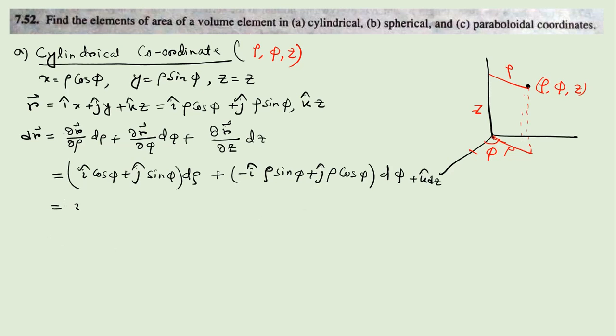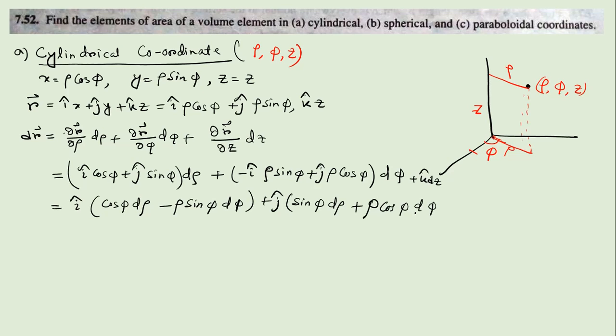So if you arrange with respect to i, j, k: i cap (cos phi d rho minus rho sin phi d phi), and j cap (sin phi d rho plus rho cos phi d phi), plus k cap dz. Okay, so writing about the i cap, j cap, and k cap.